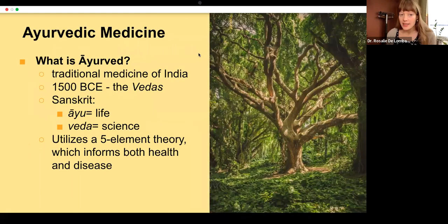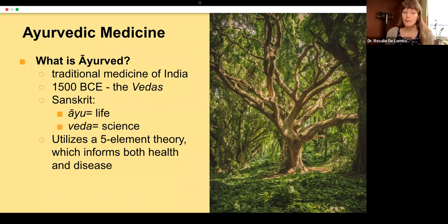Ayurvedic medicine is in Sanskrit known as Ayurveda. Ayu means life and Veda means science. So ultimately, this is the science of life, and more beautifully, it's the medical practice for how to live a prosperous life. It is the traditional medicine of India, and in 1500 BC is when the Vedas were written, these medicinal texts in Sanskrit that put these concepts together in a way that could be passed down through the written tradition.